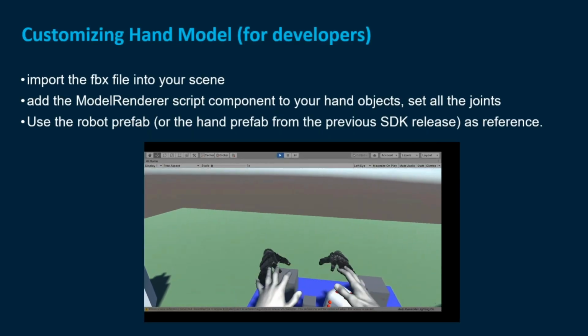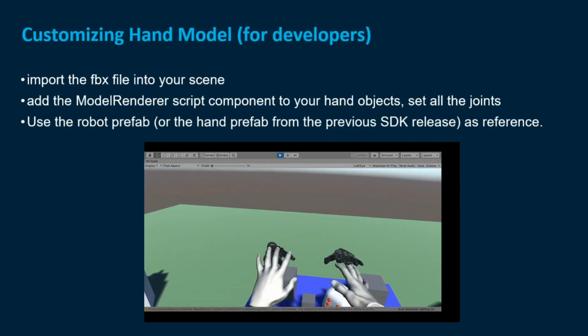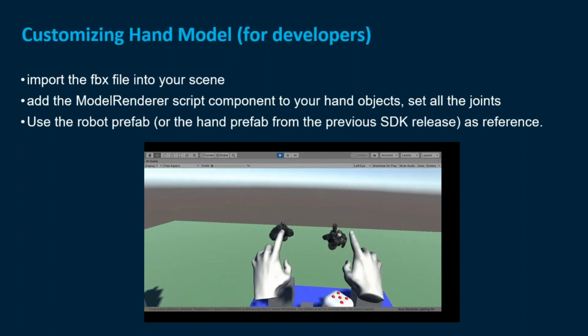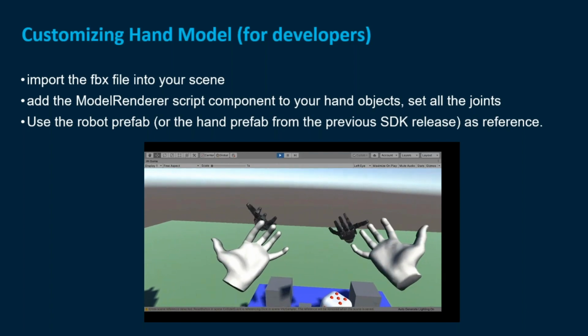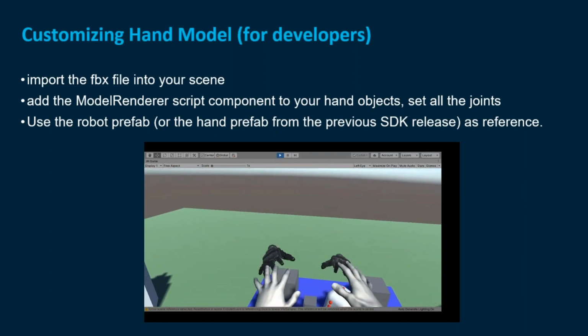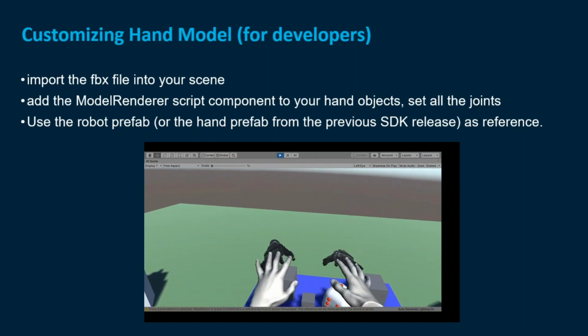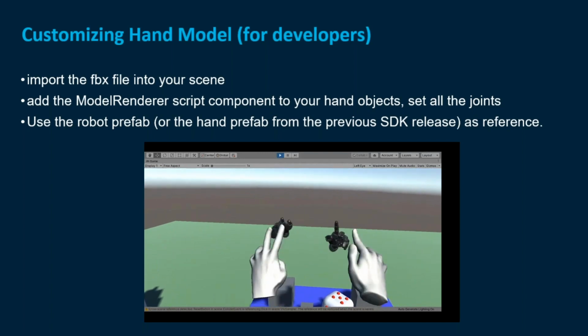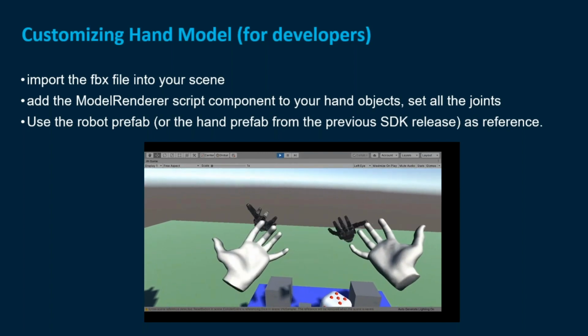Here, I'm going to show you the different models we support. We introduced these models in the sample code provided. In the current version, we introduced the robot hand. In the previous version, we had these hands that included forearms. I customized these hands to be just hands without the forearms. And what I want to talk about right now is how to customize these hands.